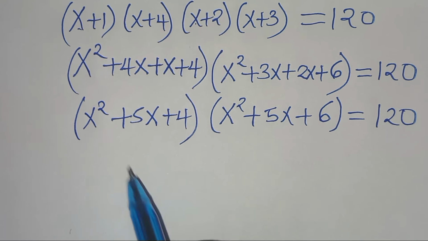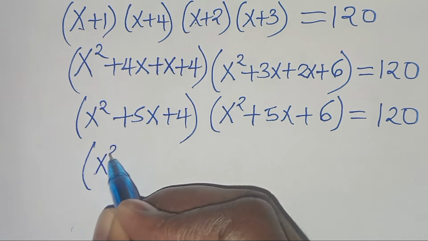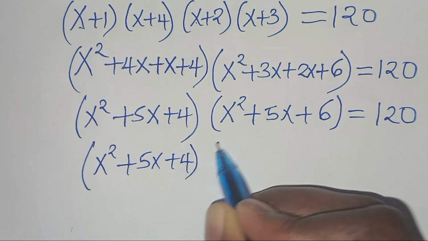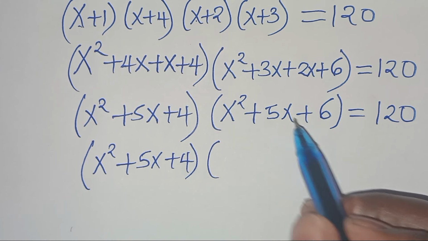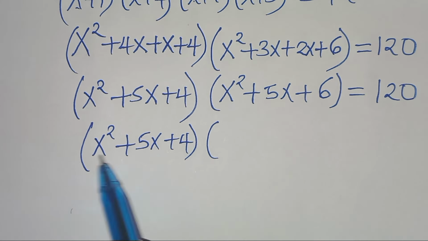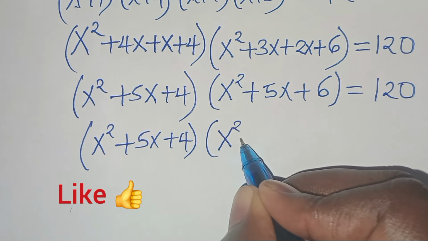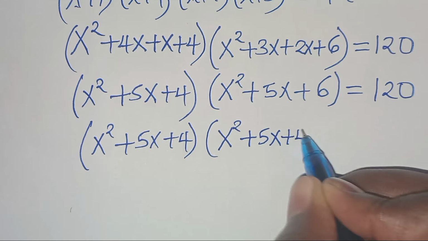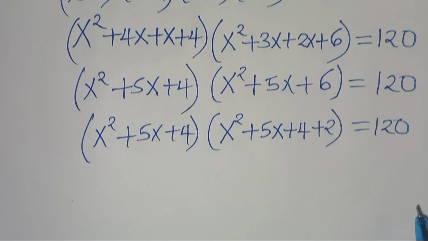Now, we have here (x squared plus 5x plus 4) times (x squared plus 5x plus 6). Let's make the second parenthesis the same as the first parenthesis. So we can express this as x squared plus 5x, and we can express 6 as plus 4 plus 2. This is equal to 120.